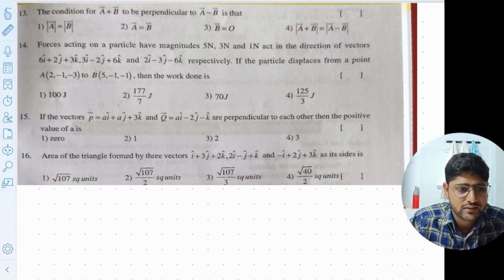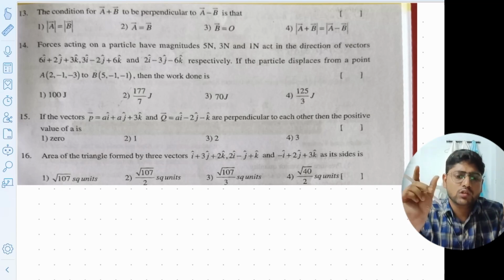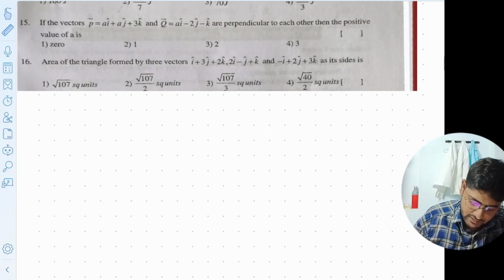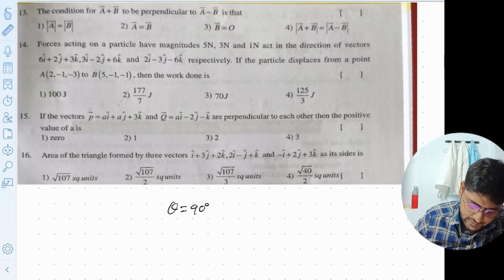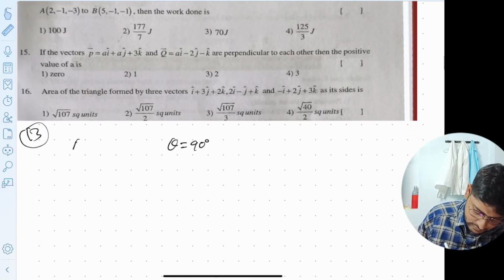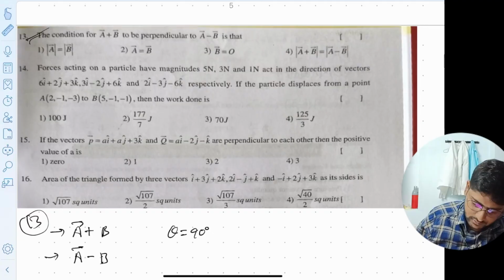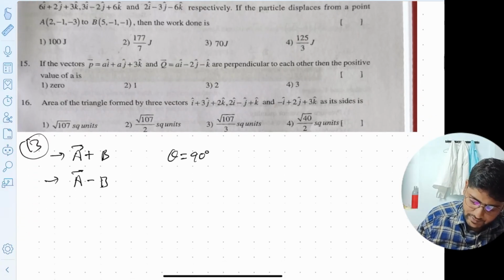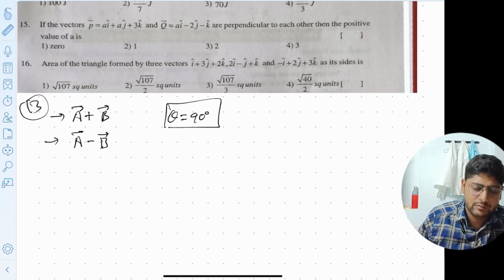So now question number 13. The condition for vector a plus b to be perpendicular to vector a minus b: when will those two vectors be perpendicular? Perpendicular means theta will be 90 degrees. First vector, vector a plus b. Second vector, vector a minus b. Okay, and the angle between them will be theta when they are perpendicular.